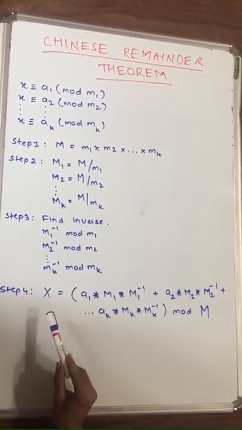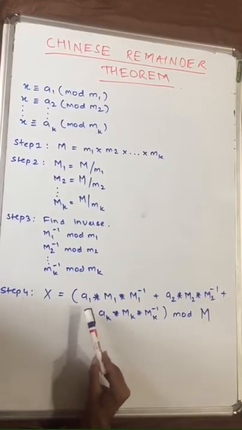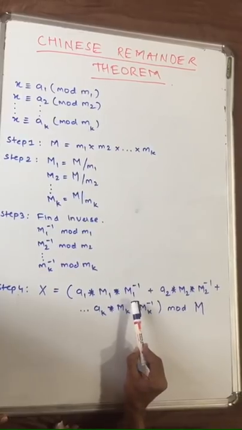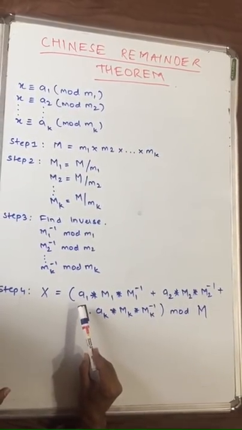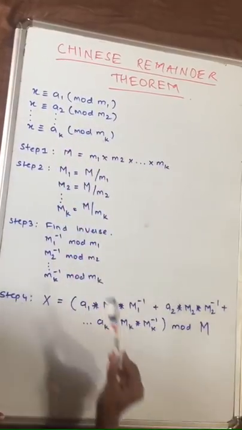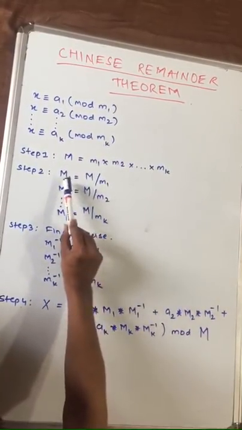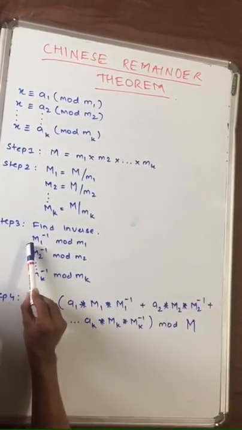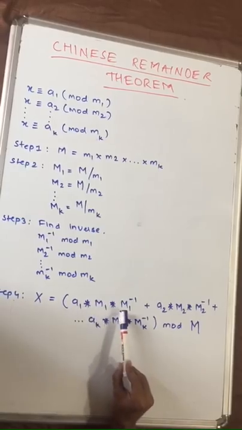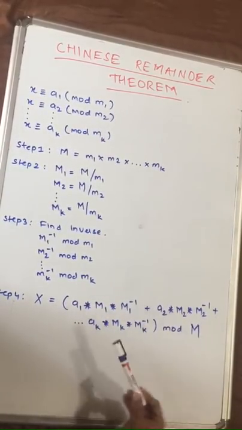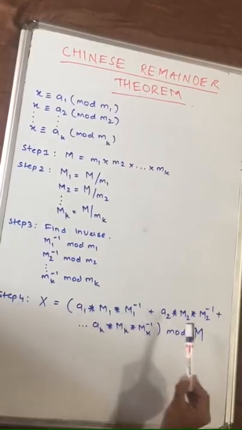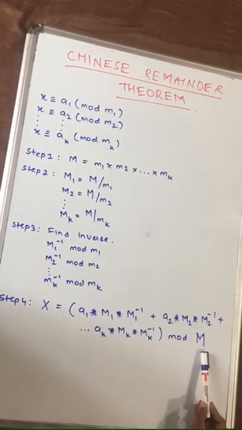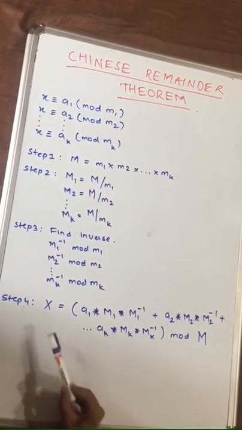Now let's see step number 4. Step number 4 says that capital X is equal to A1 into capital M1 into inverse of M1. You can see A1 is given, capital M1 you found in step number 2, and inverse of M1 you found in step number 3. You have to multiply these respectively till k, and whatever summation you get, you have to take the modulus with capital M. You will get the capital X value.